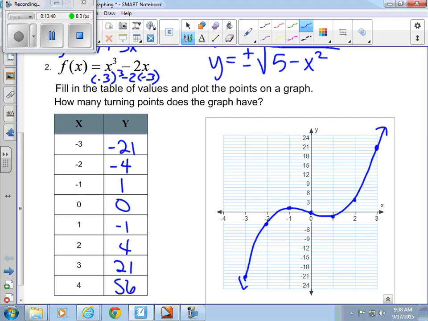I plotted it by hand. We're not going to do that real often. You could have also pushed the graph button on your calculator. We get kind of the same picture.